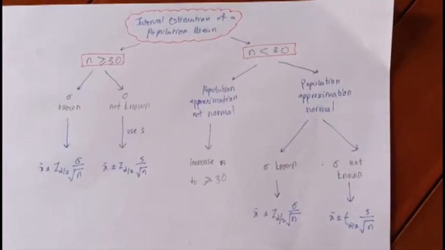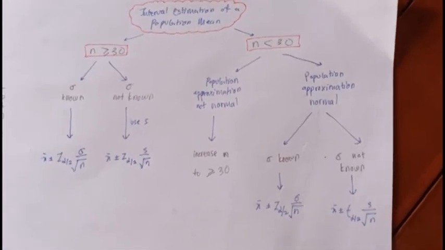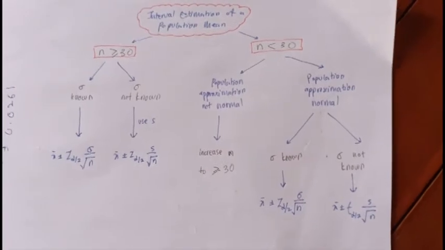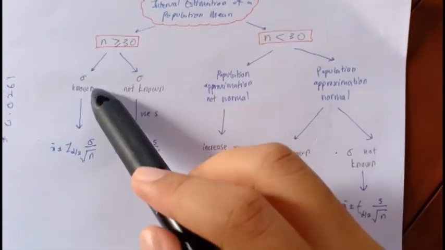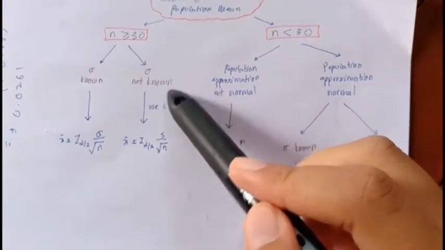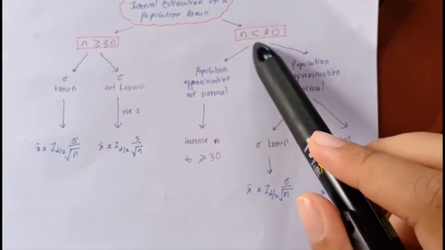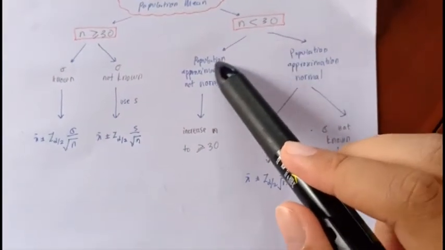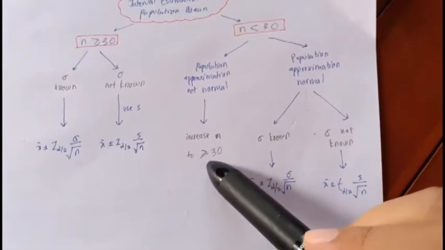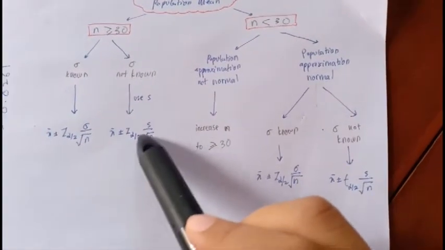Okay, so this is a simple summary of how to find the interval estimation of a population mean. So when the sample size is more than 30 and the standard deviation is known, we will use this formula. And if we don't know, we will use this formula. Now, if the sample is less than 30 and the population approximation is not normal, we will increase the n to more than 30. So basically we will use this formula.